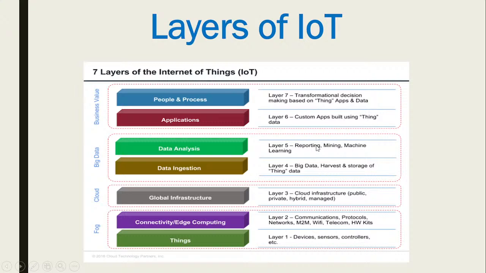So data analysis means different types of methods we can use: reporting, mining, machine learning. Machine learning is one example. Machine learning, data science, all these come under data analysis. So machine learning can be effectively used with the Internet of Things.